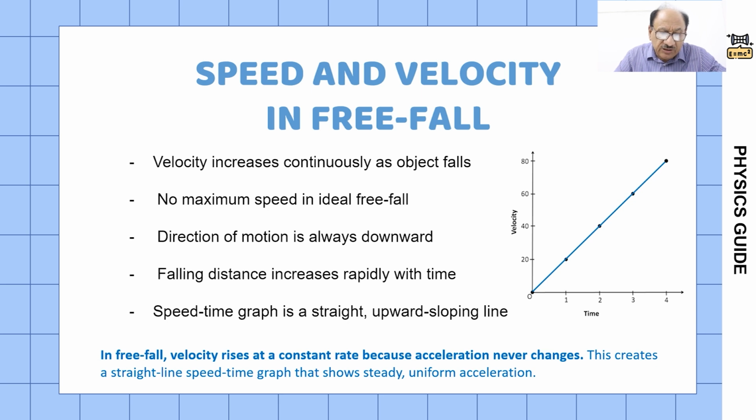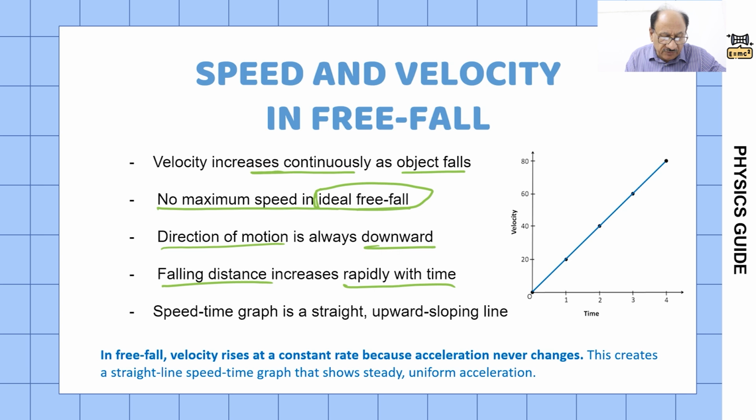Then we can discuss the speed and velocity in free fall. Velocity increases continuously. This is what we discussed earlier also, as the object is falling. So there's no maximum speed in ideal free fall condition, and the direction of motion is always downward because gravity is towards the earth, or towards the planet, whatever we are considering. Falling distance increases rapidly with time. The speed time graph is a straight line.